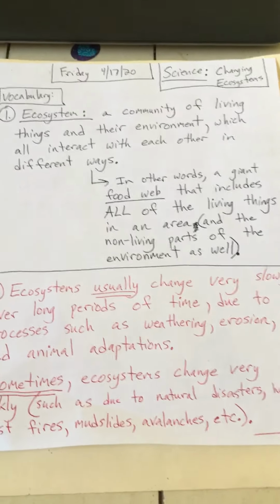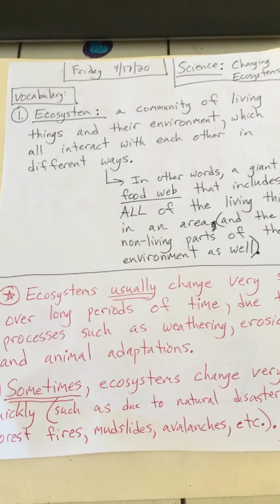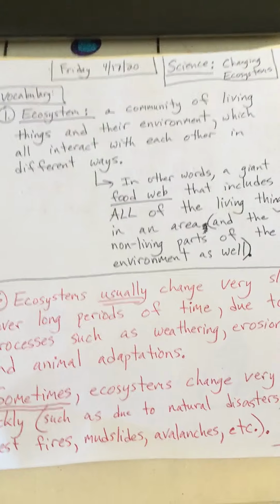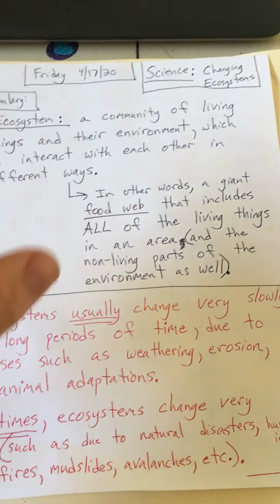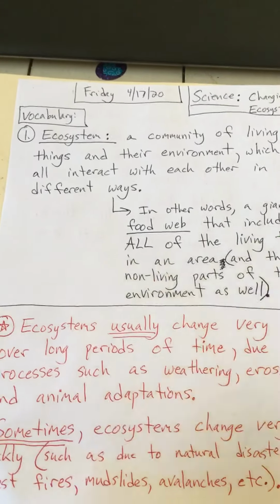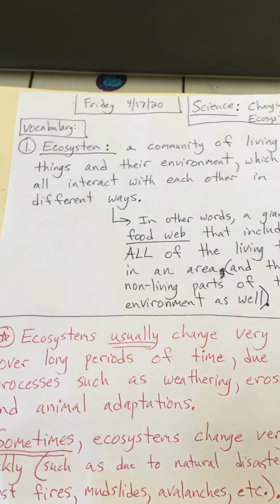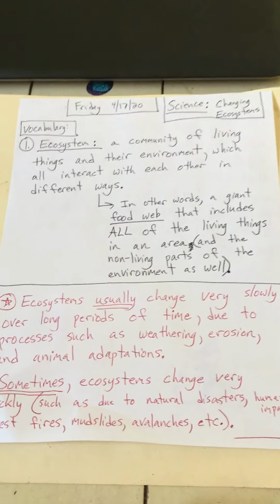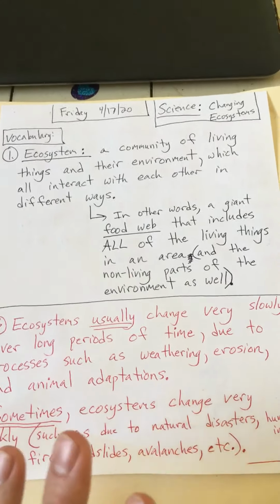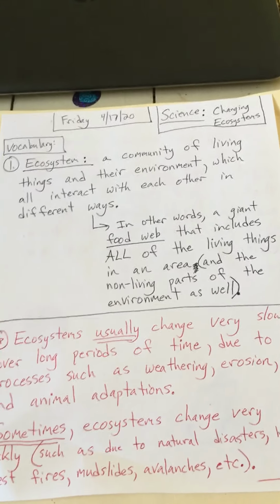It says ecosystem. It's a community of living things in their environment, which all interact with each other in different ways. So an ecosystem is every living thing in their environment, and they all interact in many different ways. So it's anything that lives in a certain area. In other words, it's a giant food web that includes all of the living things in an area and the non-living parts of the environment as well.